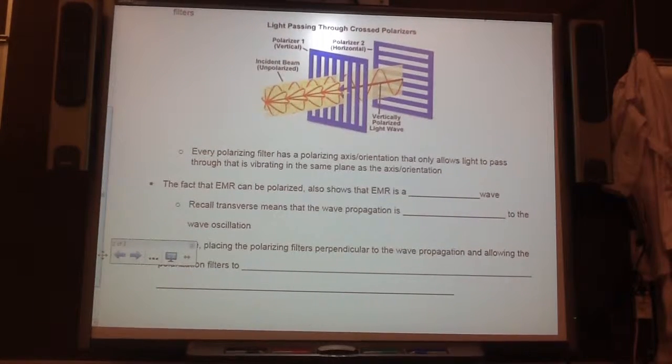The fact that you can block one part of the wave out and keep the other part helps to give evidence for the wave theory of EMR.